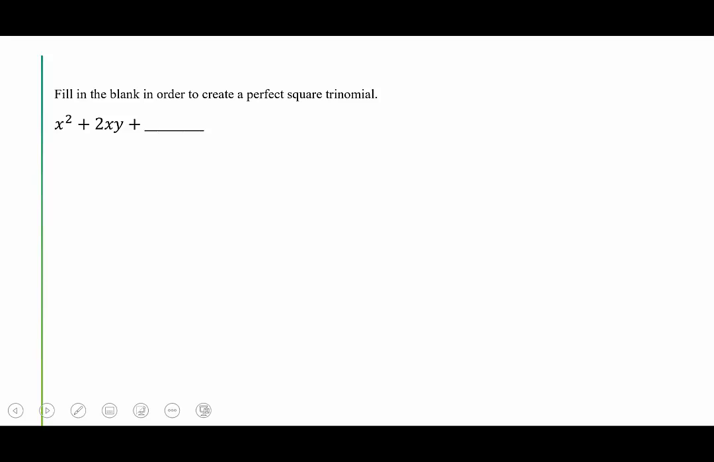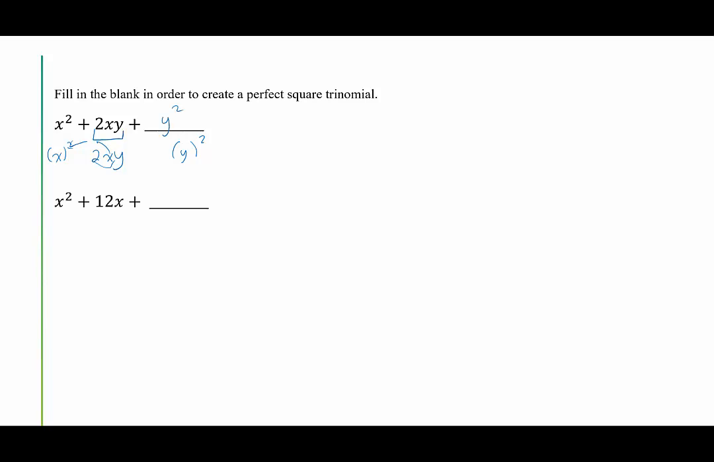The last thing we need to be really good at is creating a perfect square trinomial. We're given two thirds of a perfect square trinomial: the x squared plus the 2xy. What we have to do is figure out what that third term is. Remember, the middle term is 2 times x times y, the first is x quantity squared, and the last is y quantity squared. We already know the x, that should be given to us. What we're looking for is the y.